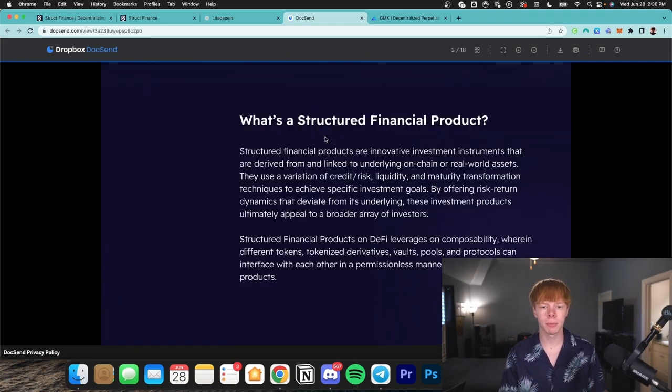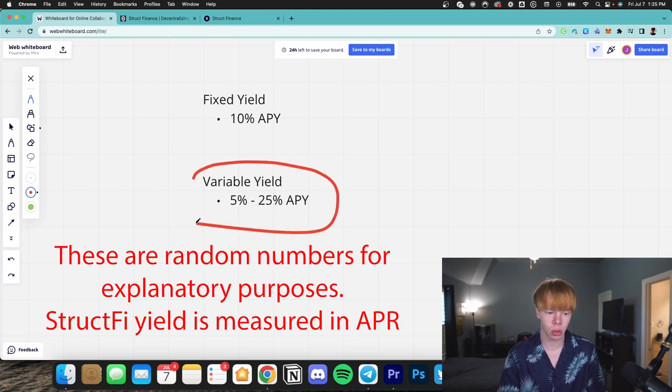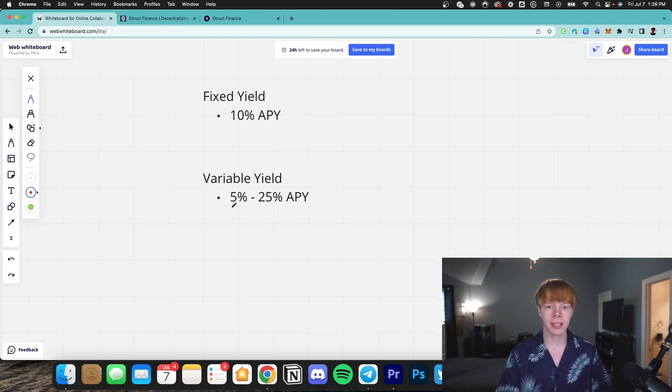Struct Finance builds something called structured financial products. And basically, what that means is they're doing the hard work for you. So how these structured financial products or systems could work is basically like this, and this is similar to how Struct Finance does it. They have a fixed yield as well as a variable yield vault. The variable yield vault takes on the majority of the risk. It's the first one to get hit in the case that the assets decline in value. With that being said, they also get a greater amount of the rewards.